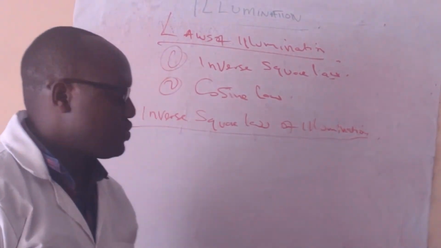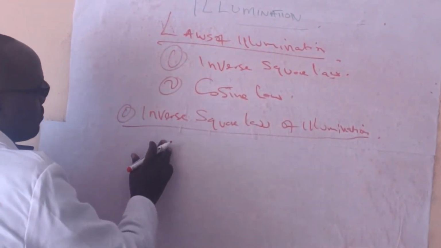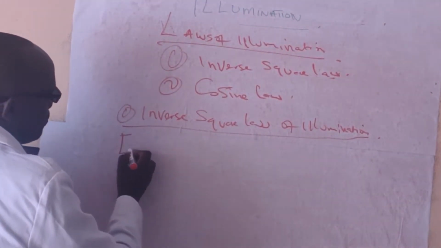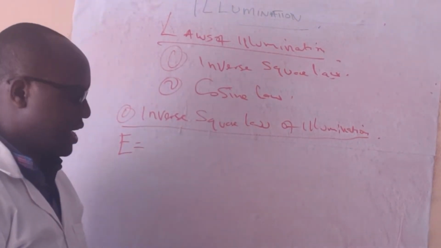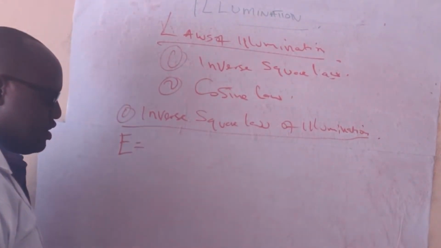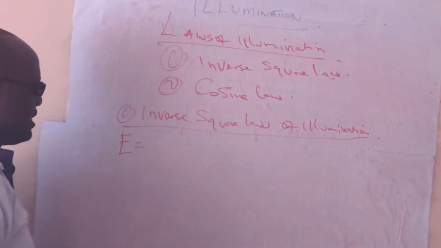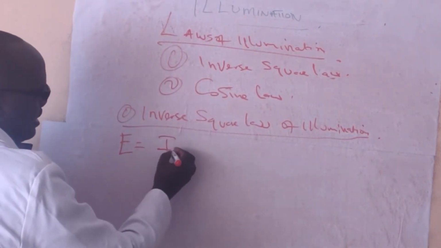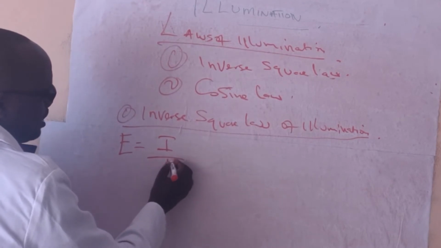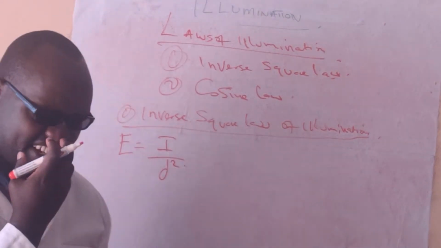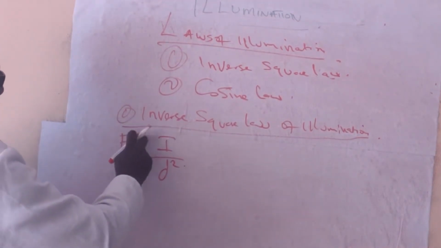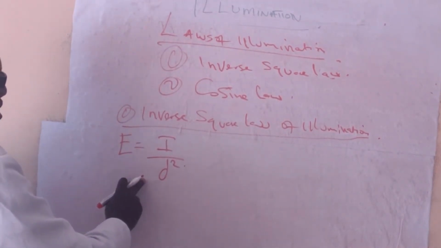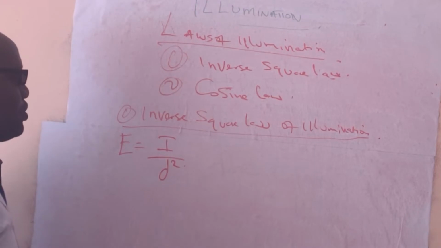Now, according to this formula, we say illumination is directly proportional to the luminous intensity, and inversely proportional to the square of distance. That is the formula. So illumination is directly proportional to the intensity and inversely proportional.